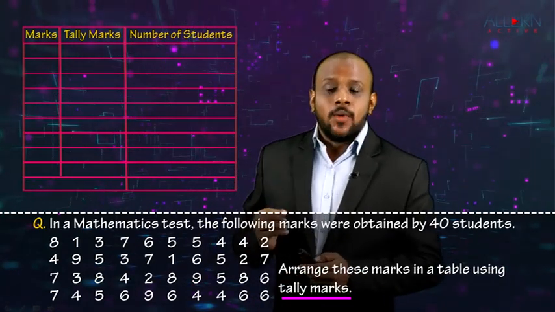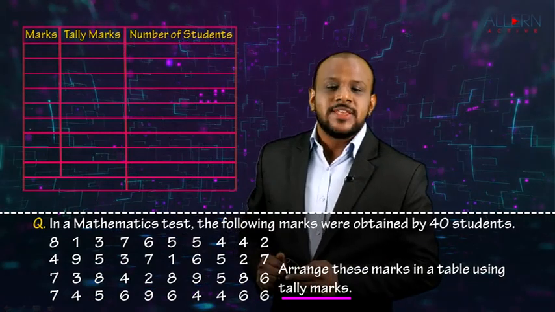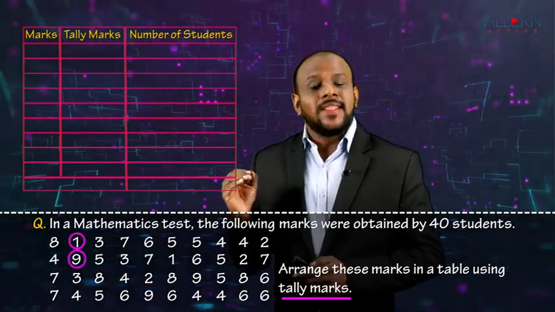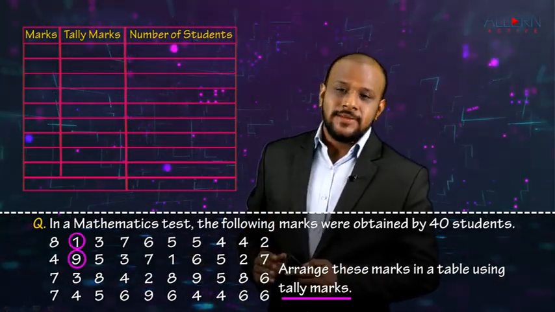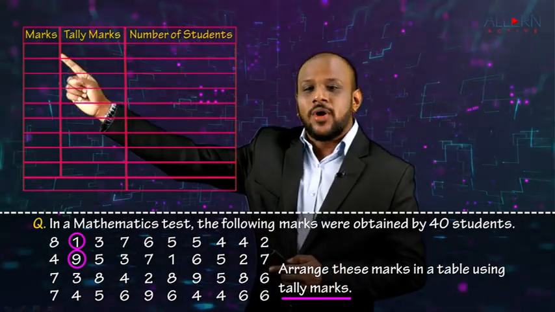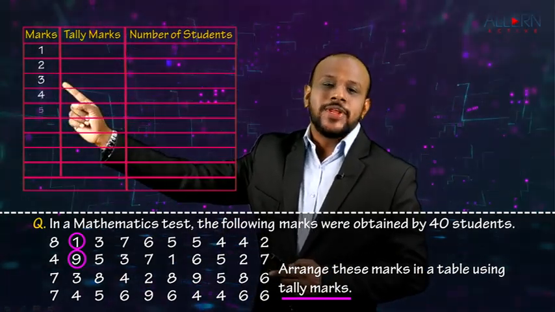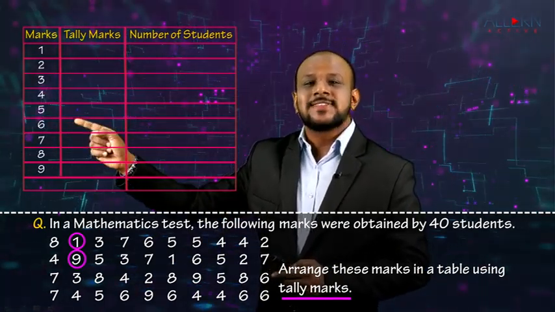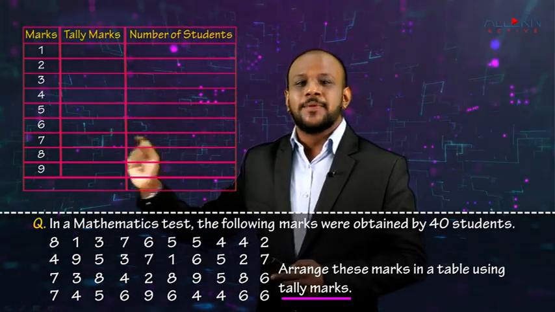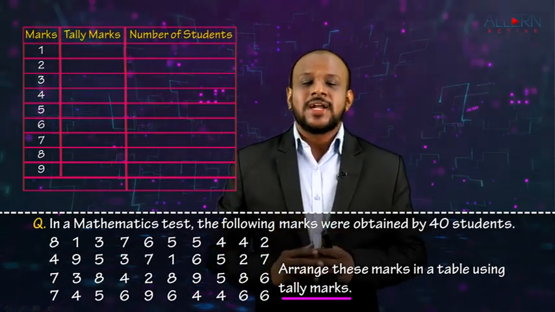Now in the column of marks, the minimum value given to us is 1, and the maximum value we have is 9. So starting from 1 to 9, we have to write all the points in the first column. So we'll write 1, 2, 3, 4, 5, 6, 7, 8 and so on up to 9. Clear? Now we have to start with our tally marks.